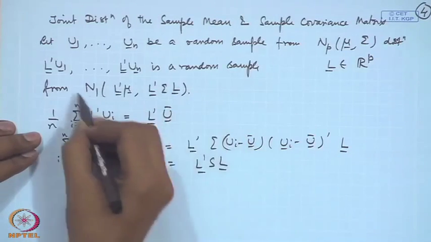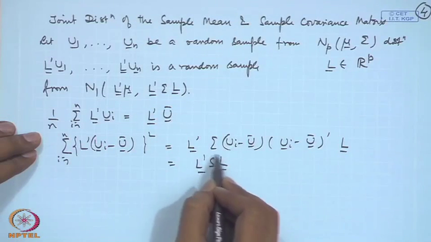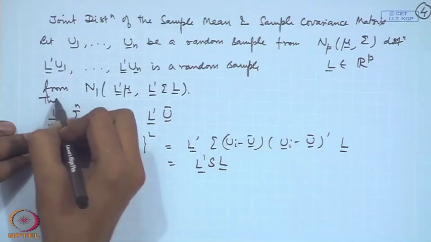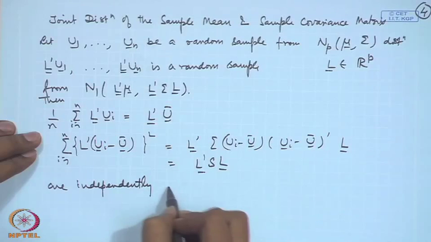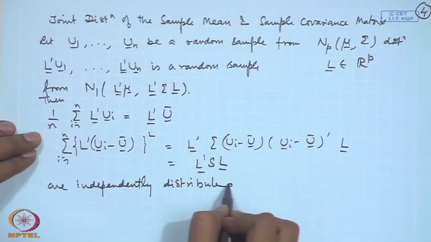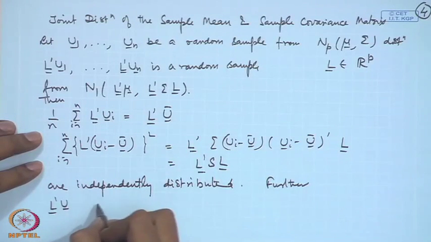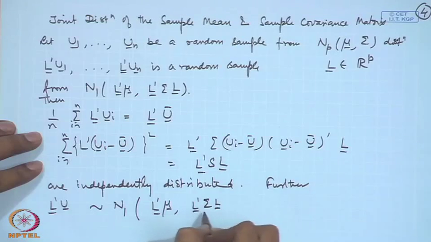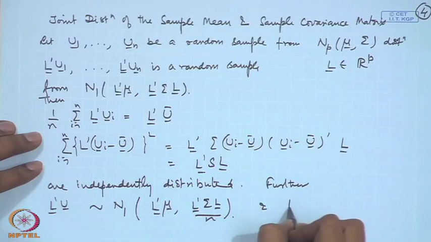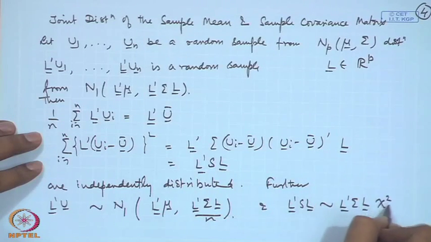So, from the distribution theory of a univariate normal distribution, the sample mean and the sample covariance are independently distributed. Further, L prime U bar will be univariate normal L prime mu L prime sigma L by n, and L prime S L will have L prime sigma L chi square on n minus 1.